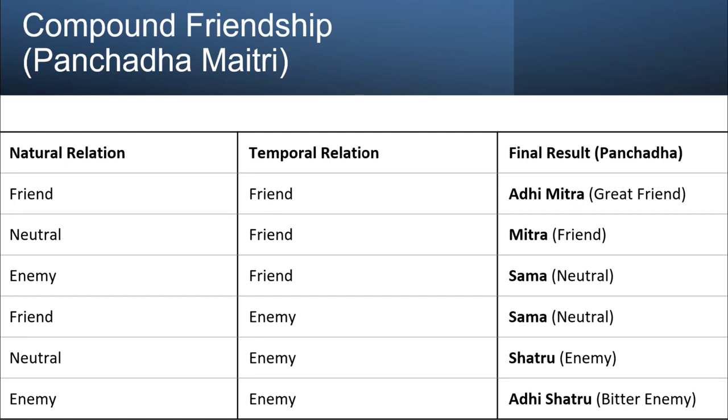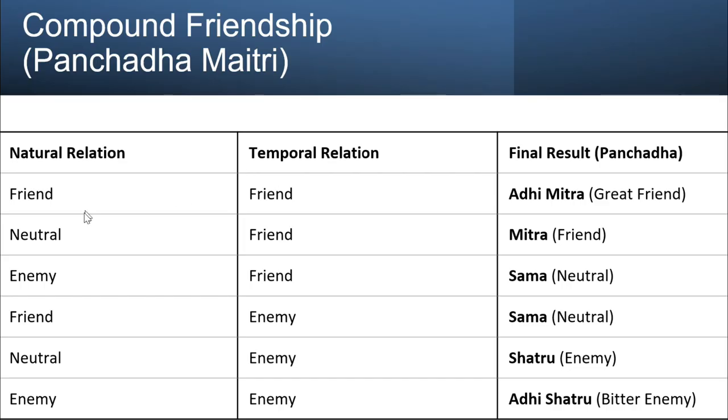This is known as Adhimitri, great friends. This is the final result. These are great friends, so they will do good to each other. They are really best buddies, so they will do a lot of favor to each other. So this becomes a very good condition for both the planets.